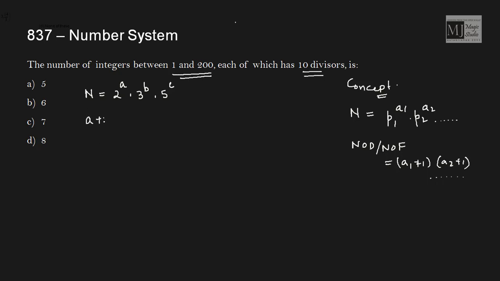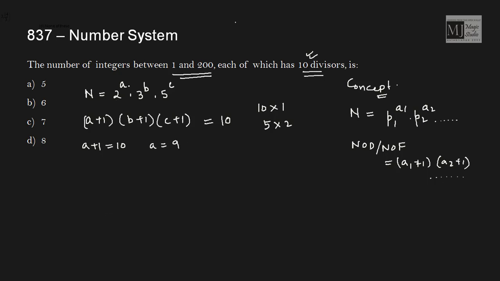Then the number of factors would be (a plus 1) into (b plus 1) into (c plus 1), suppose, and this is equal to 10. It is given. Now 10 can be written as 10 into 1 or 5 into 2. That's it. Now, or simply 10. So we can have three cases. First case, if a plus 1 is equal to 10, then a is equal to 9.